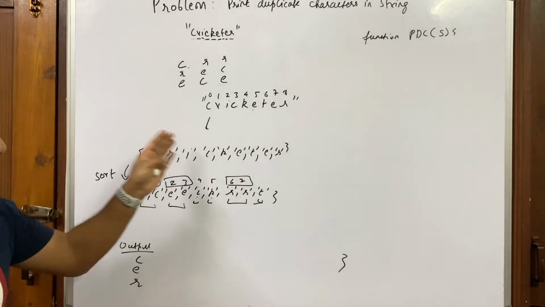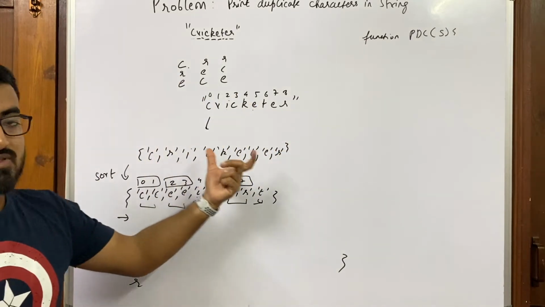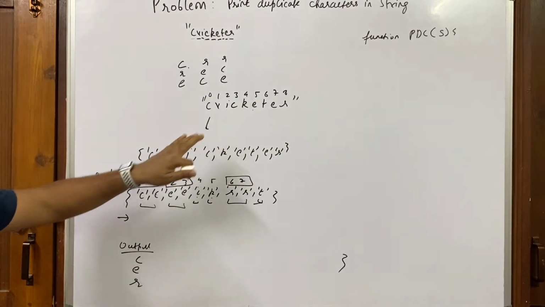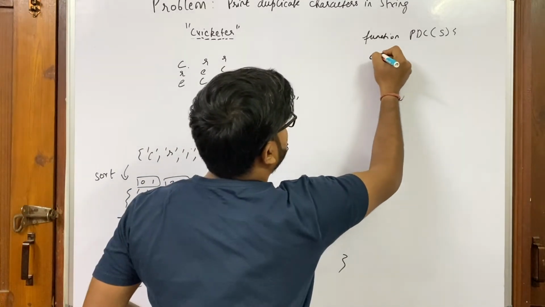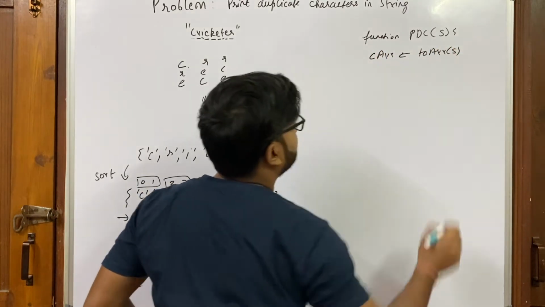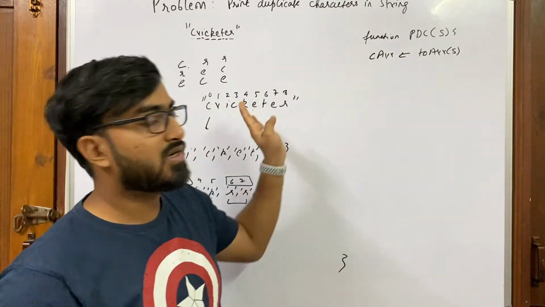This is the method that we code, and this is very similar to the solution that we posted on printing duplicate elements in the list. Okay, let's write a pseudocode for that. So we need to convert this string into a character array. So we say CARR is to array S. Okay, and this is a very simple problem. I'm not going to go into details of how to convert a string into a character array.